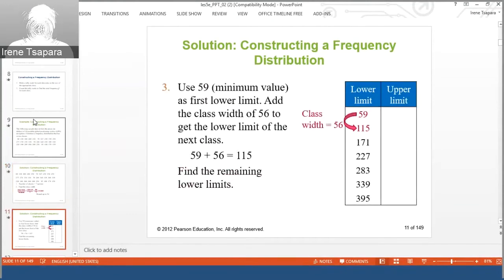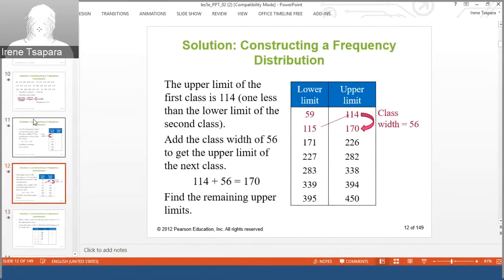Now, how do you construct the frequency distribution by hand? You would never do it, but let's make sure that we know how to do it. You construct the lower limits. So you start from 59 because 59 is the lowest price. You add 56, that is the class width, and so on, until you reach the highest lower limit for the highest class. And then you do exactly the same for the upper limits.